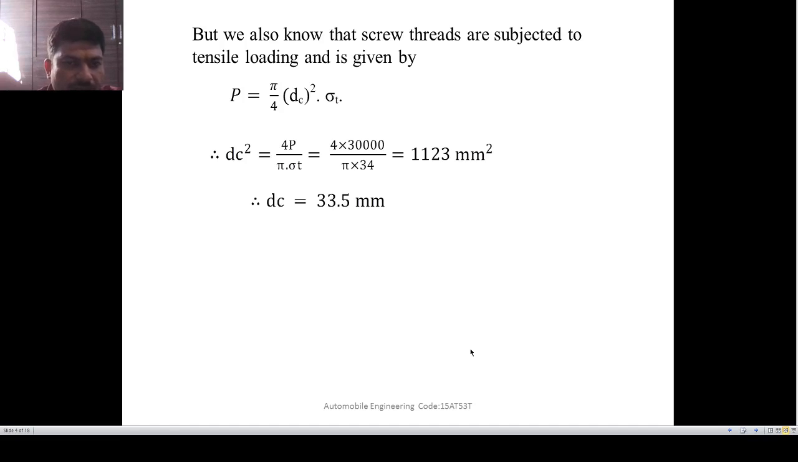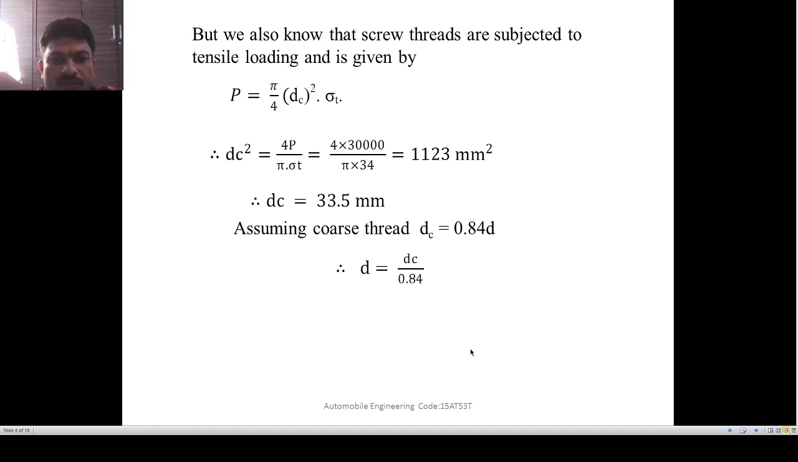But this is not the final answer, because we want the nominal diameter of the bolt. Assuming coarse thread, dc is equal to 0.84 D. Substituting the value, D is equal to dc divided by 0.84, which gives nearly 39.88 mm.